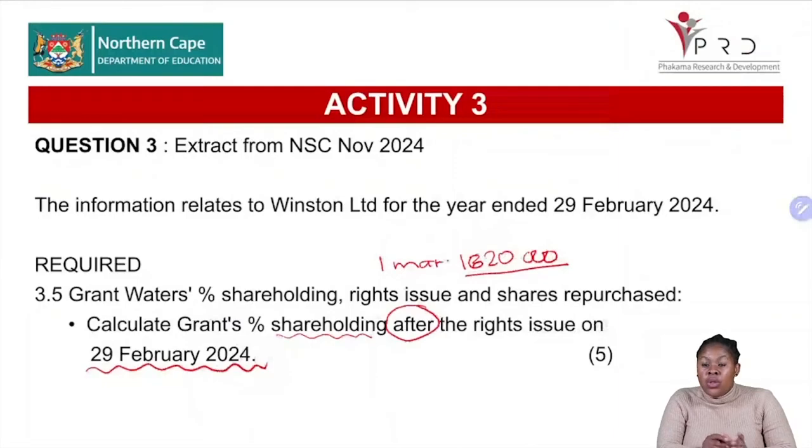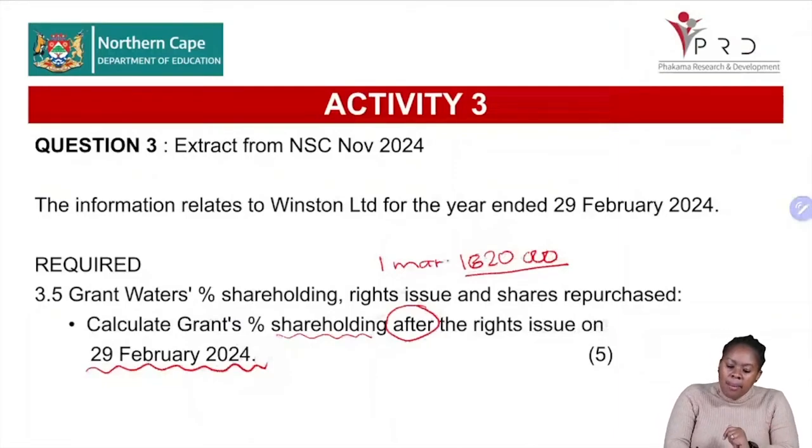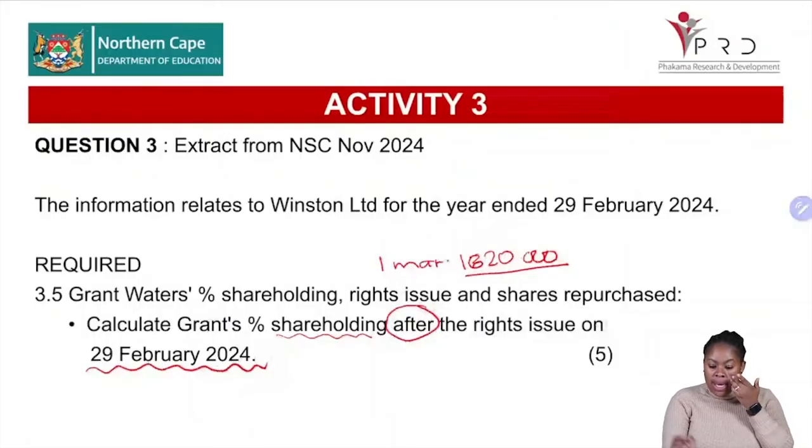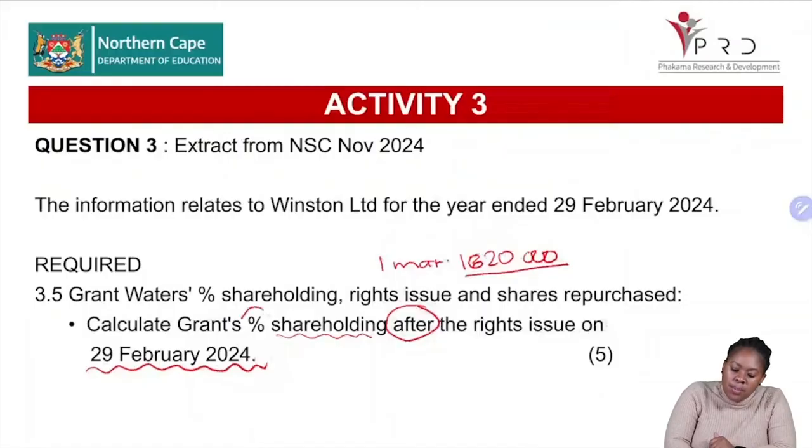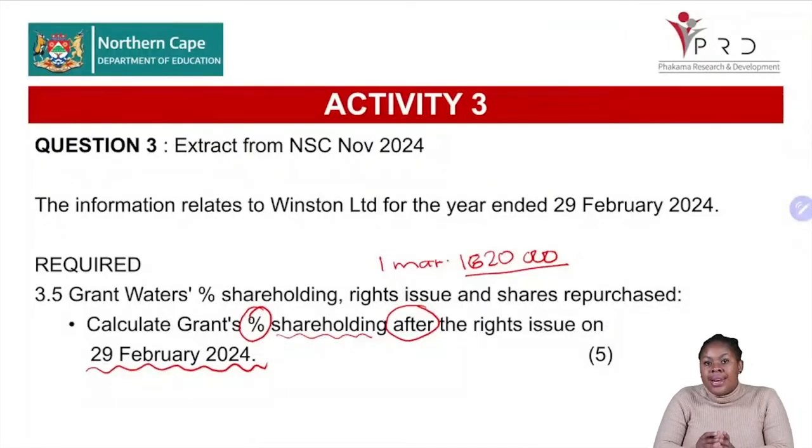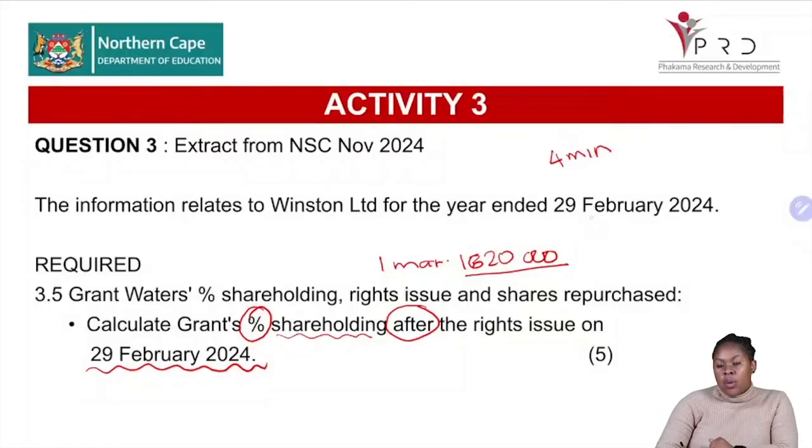And then on the 31st of October, he bought additional shares. Now, how many shares does he own at that particular time frame? We are looking for the specific percentage, not necessarily the number of shares. We are looking at the percentage shareholding of Grant Waters at this particular moment. All right, so I will give you 4 minutes to quickly go and calculate this question. All the best. See you now.